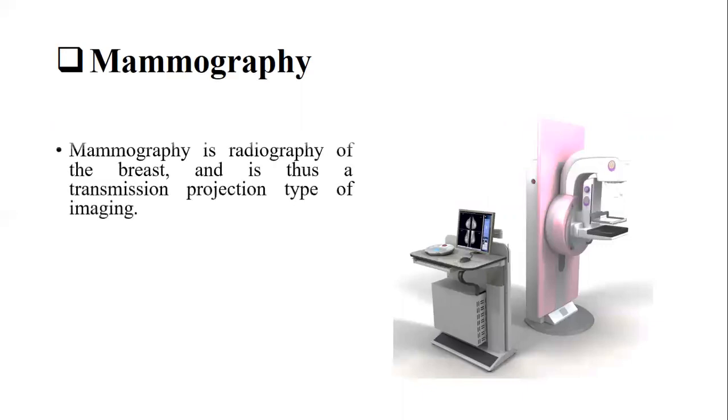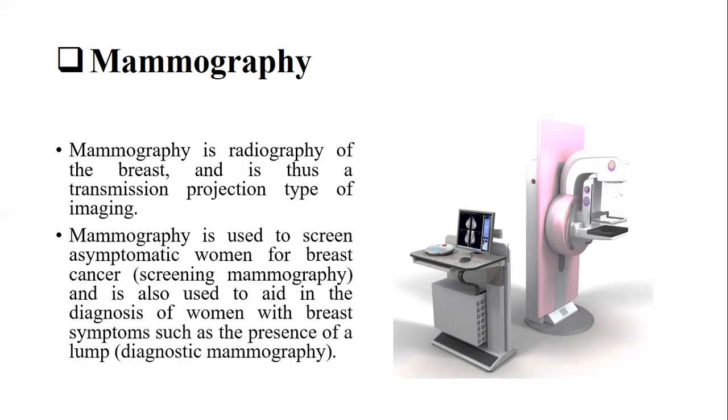Next is mammography. Mammography is the radiography of the breast or mammary gland and is thus a transmission projection type of imaging. It is used to screen asymptomatic women for breast cancer, called screening mammography, and is also used to aid in the diagnosis of women with breast symptoms such as the presence of a lump, called diagnostic mammography.